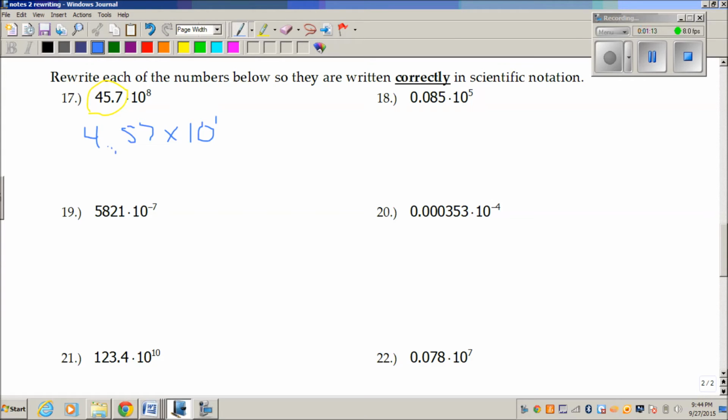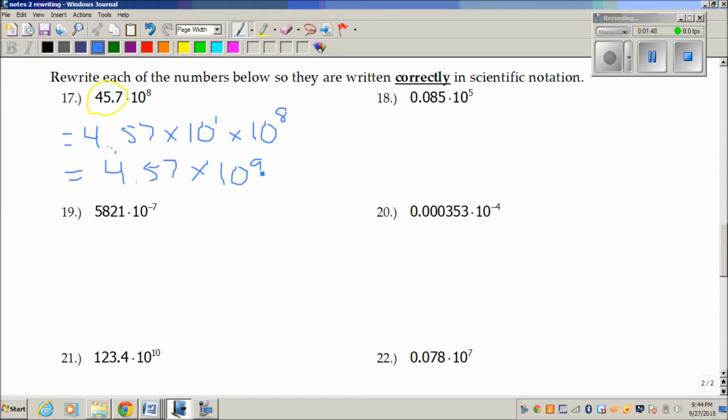Now I go back and I say, okay, well, the 10 to the 8th is also there, so I'm also going to multiply it by 10 to the 8th because that was also there. So now you know that when you multiply like bases, you can add the exponents. So now I can rewrite this as 4.57 times, you have 10 to the first times 10 to the 8th. When you multiply those, it becomes 10 to the 9th. When you multiply like bases, you add the exponents.